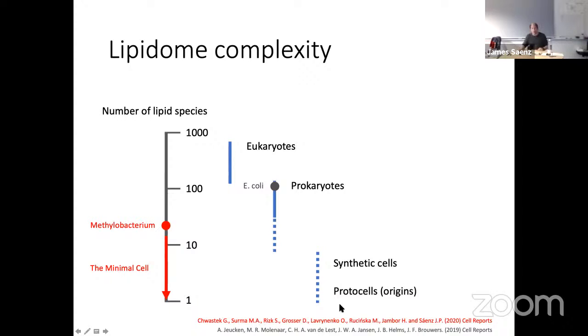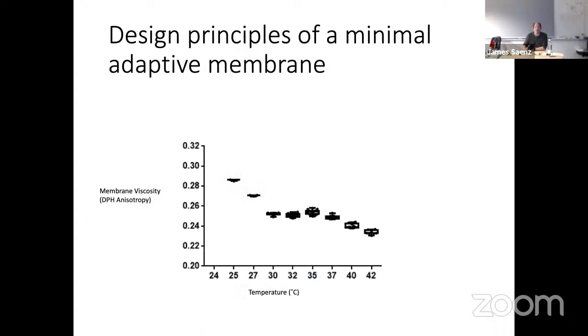How many lipids would have been required to assemble a membrane that might have given some advantage to an emerging, say, an RNA world or whatever was happening back then? What was the protocell lipidome potentially like? So one thing, in addition to looking at those lipidome complexities, we also need to look at the output, one of which is the material properties of the membrane.